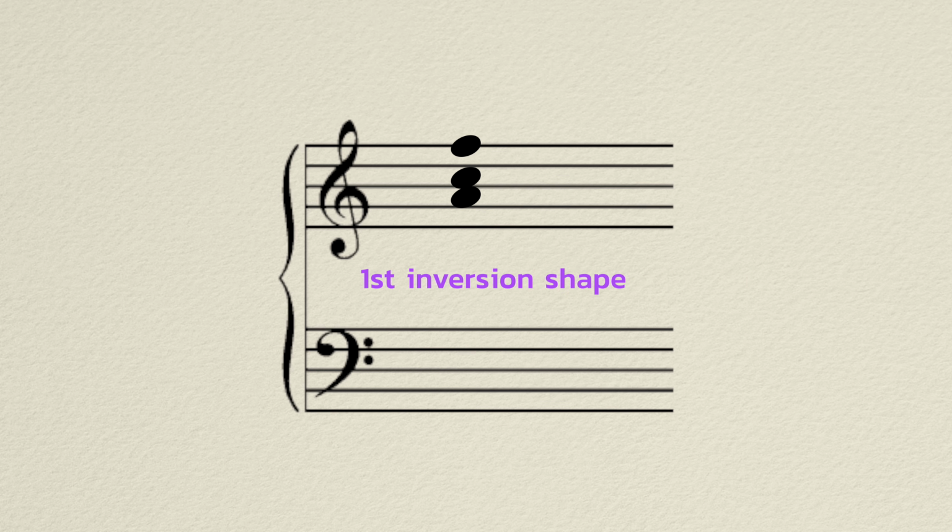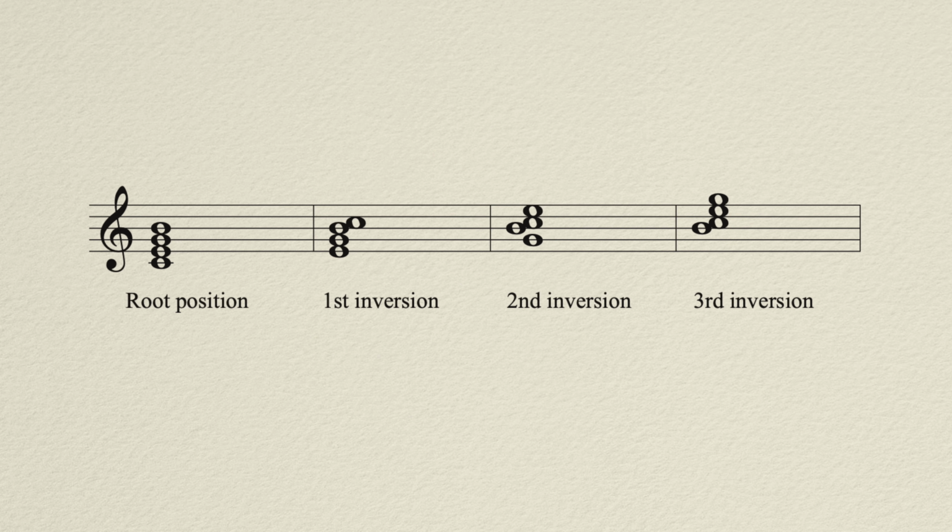From the bottom note to the middle is an interval of a 3rd, but in a second inversion triad, it's a 4th. You can apply this to 7th chords as well. Each chord has a recognizable shape on the page, and you can train yourself to recognize these differences and instantly know what inversion you have to play.